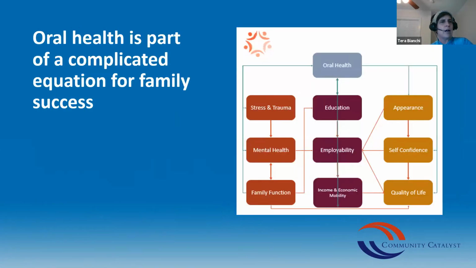You all know this: oral health is a complicated equation for family success. It impacts education, appearance, self-confidence, and employability. This has an overall impact on income. It's interconnected with every other area of our lives. It's really important that we and the folks we work with elevate the importance of this, because we never go into a community where people don't understand the importance of oral health. What we find is there aren't broad conversations about the way it impacts so many levels of our daily lives. It's definitely considered separate.